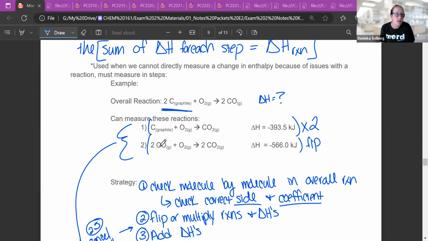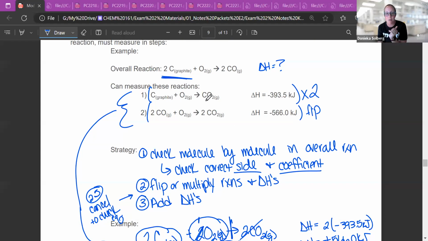And I know that the two carbon monoxides reacting with oxygen makes 2 CO2, and I know the enthalpy change for that reaction. Now, how do these help me get to the enthalpy of my overall reaction? Well, this is the process that you're going to take. I give you the steps and we want to make the overall reaction. So what you have to do is get these reactions to add together to equal my overall reaction. And we can do that by manipulating these equations.